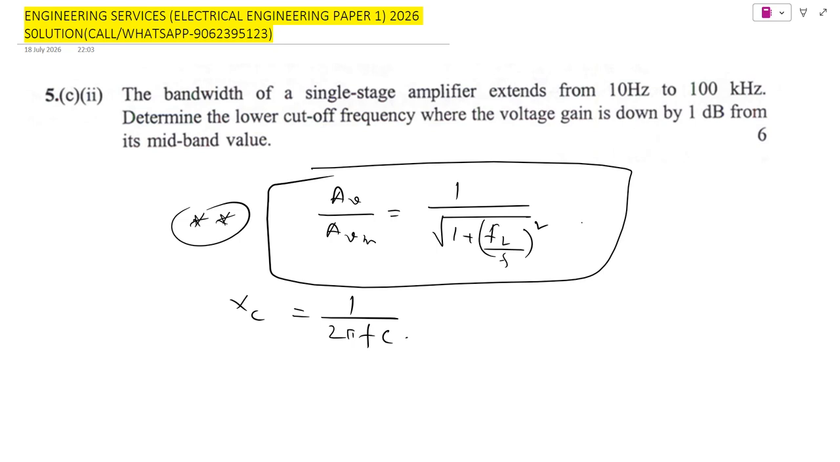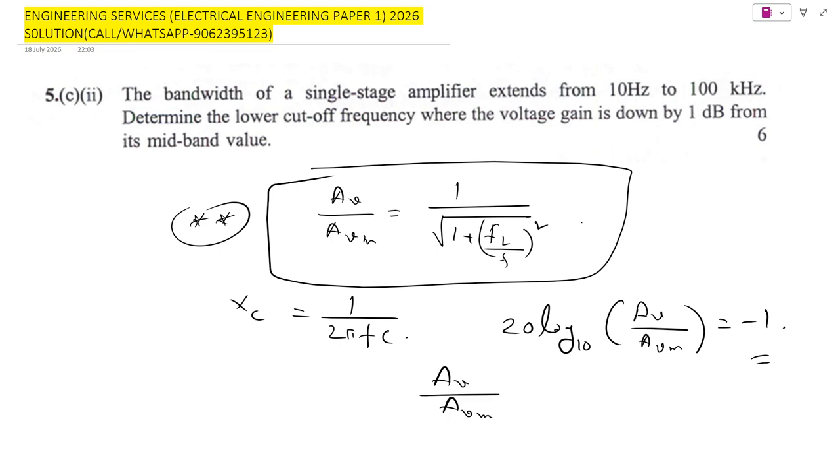So remember the voltage gain expression in decibels. Here the gain is -1 dB, so AV by AVM is 10 to the power -1 by 20. Calculating 10 to the power minus 0.05, this is about 0.891. So this means at 1 dB reduction, the voltage gain becomes about 89.1% of the mid-band gain.